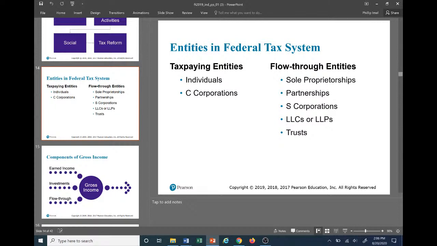LLCs, limited liability companies. They vary by state. The statutes and the rules vary by state. LLCs are the newest form of business, so they're still kind of evolving with their rules and regulations. And then LLPs are another form of a partnership, but it's limited liability, to where the individuals are not liable for the negligence of their partners. So that's what the LLPs are.